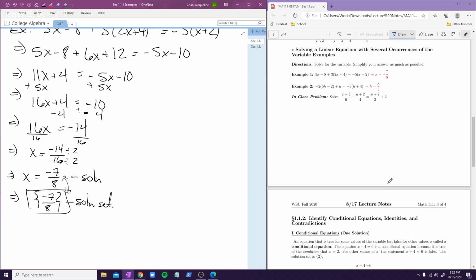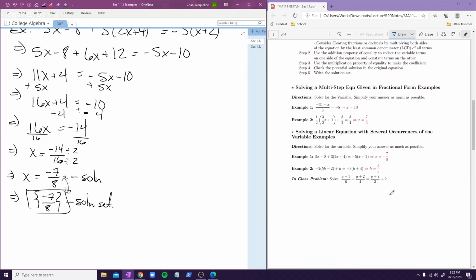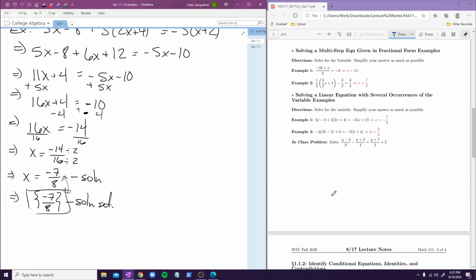I don't want to keep you guys for very long, so I'll let you do example 2. If you want to do that in class, let me know. I'll be more than happy to. Then here's this in-class problem. I also want you guys to solve this. This we're definitely going to be talking about when we meet. But example 2 is optional. You just let me know.